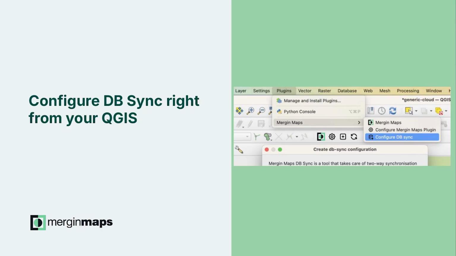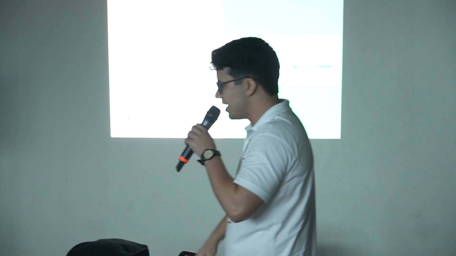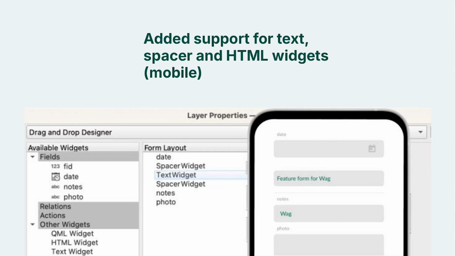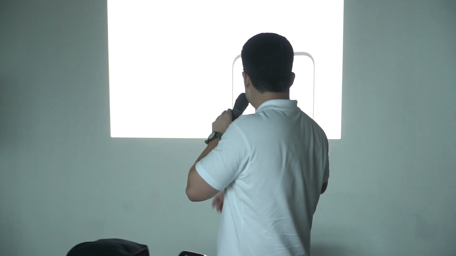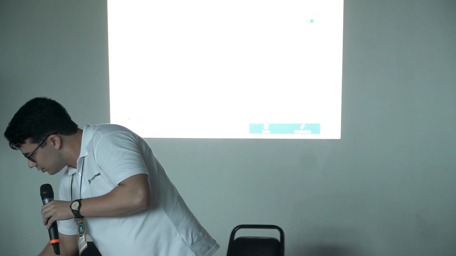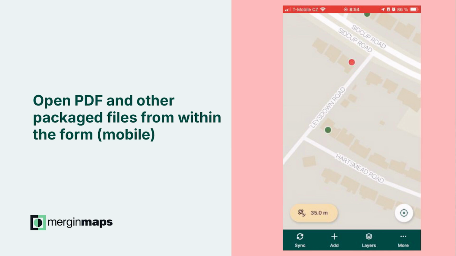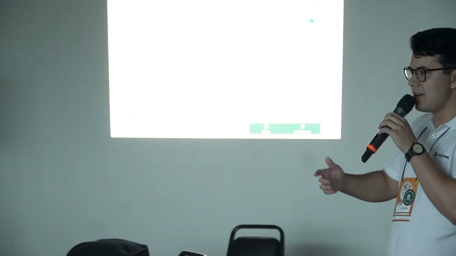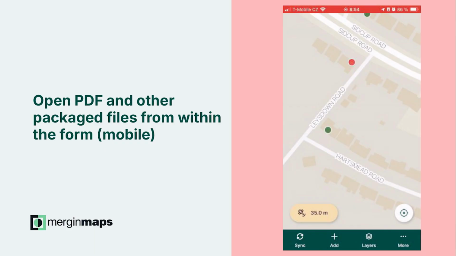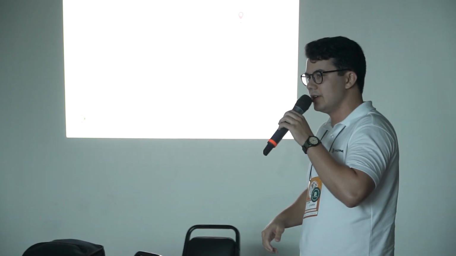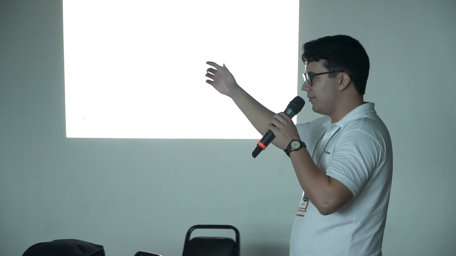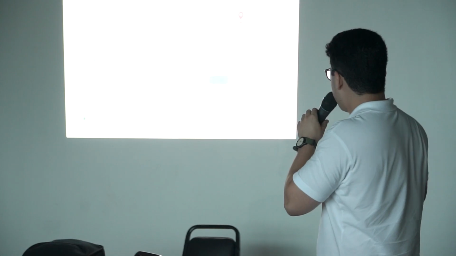And as I said before, you can configure dbSync right from your Mergin Maps to connect it with your PostGIS database. We have also added support for text spacer and HTML widgets in our mobile app. So now you can see images, HTML links and all. And from that, we've also created the PDF viewing feature, where you can see not only PDFs, but also text, links, and much more from inside your mobile. So you can attach a PDF to a field, change it based on the value of other fields, and open it straight in your app.